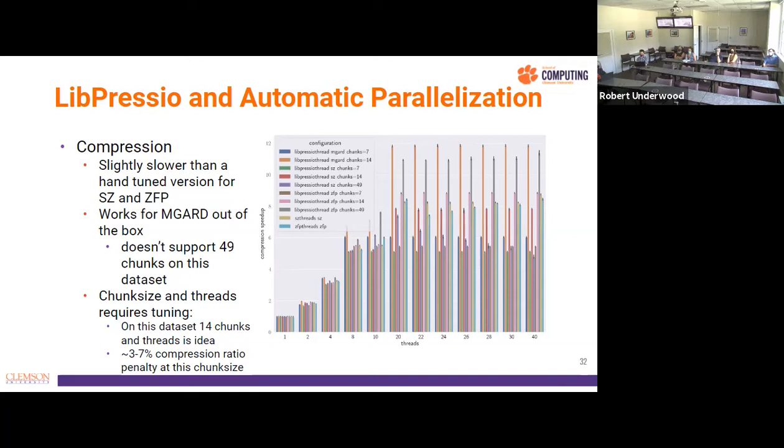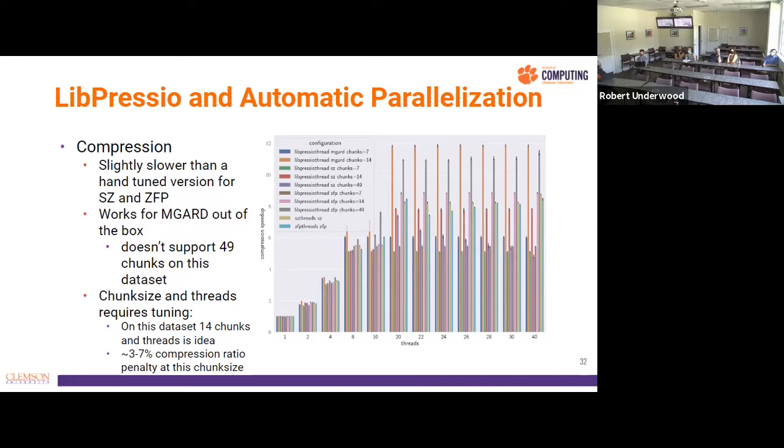You may notice, if you're looking carefully at this figure, that the number of chunks equal 49 does not exist for MGARD. That is because MGARD does not allow subarrays to be compressed with a dimension with a value less than 3. So you can compress a 1D array as long as it's at least 3 long, a 2D array as long as it's bigger than 3 by 3, and a 3D array as long as it's bigger than 3 by 3 by 3. But this isn't true for chunk size equal 49 because we have something that's by 2.